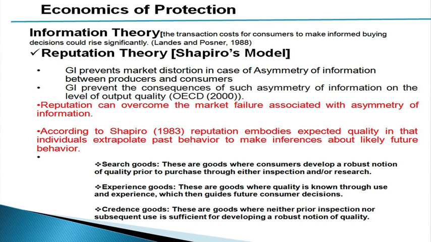Economists try to define goods in different ways: search goods, experience goods and credence goods. Search goods are goods where the consumer develops a robust notion of quality prior to purchase, through either inspection or research. Experience goods are goods where quality is known through use and experience, which then guides future consumer decisions. Credence goods are goods where neither prior inspection nor subsequent use is sufficient for developing robust notions of quality.